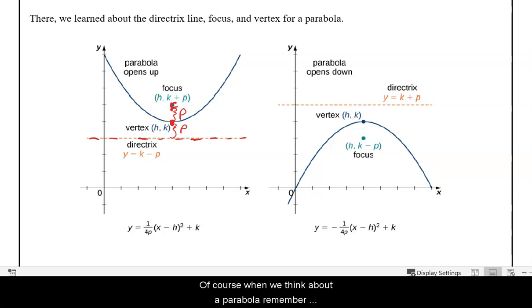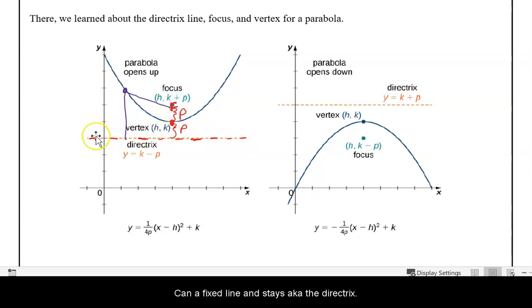Now, of course, when we think about a parabola, remember that a parabola is basically the set of all points that are the same distance from the directrix as they are from the focus. In other words, these two line segments here are identically the same length. That's the definition of a parabola as a conic section. The set of all points equidistant from a fixed point in space, aka the focus point, and a fixed line in space, aka the directrix.